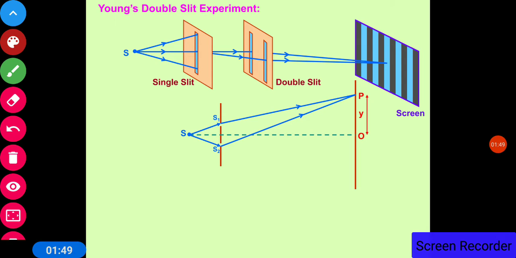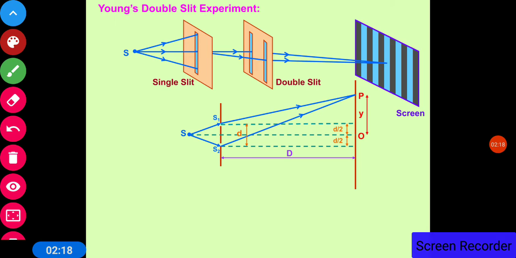So let P be at a distance y from the center point O. Now let small d be the distance between the two slits S1 and S2, and half of it is d by 2, and capital D is the distance of the screen from the two sources. So let us say again that S is a single source with the help of which we have made the two sources S1 and S2.